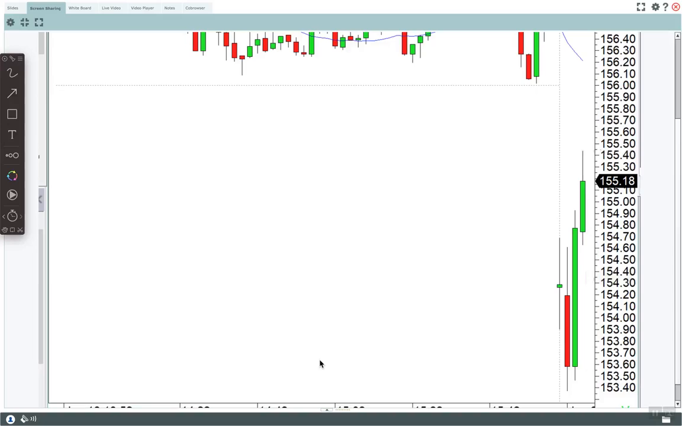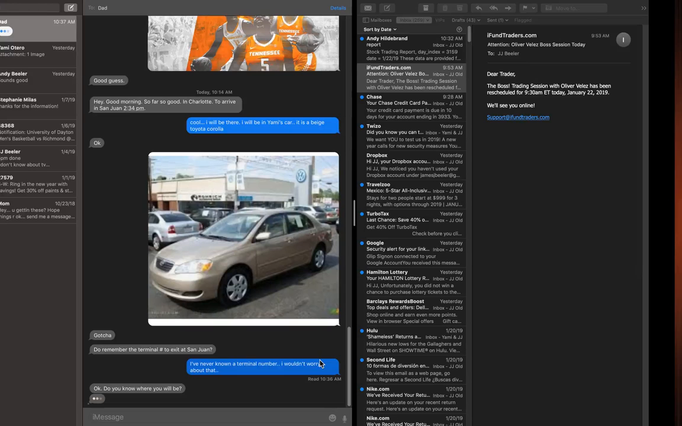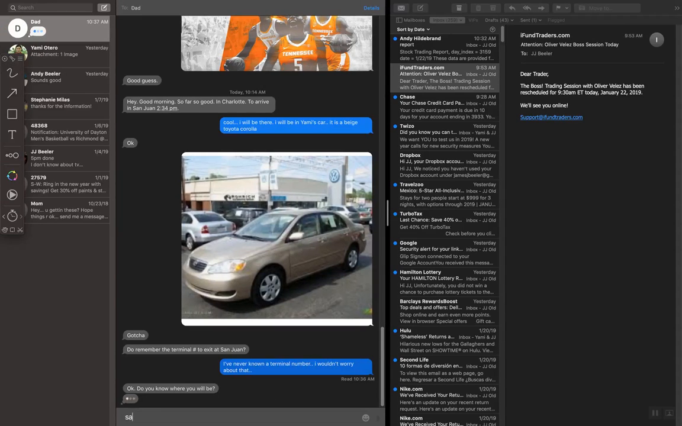And Microsoft continues to drift to the downside. The MU delivered nicely as well. QCOM drifting lower. Oh shoot, I did not get this. Okay, guys, here we go.